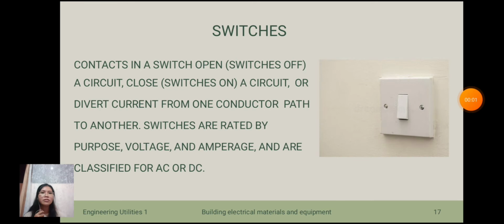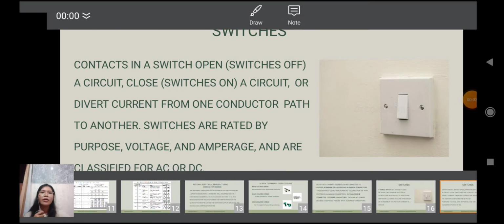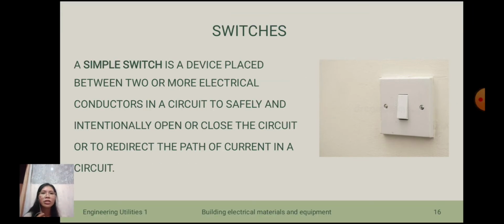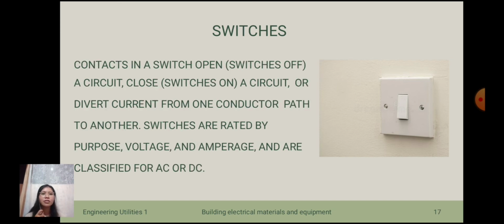So switches, we have simple switch. A simple switch is a device placed between two or more electrical conductors in a circuit to safely and intentionally open or close the circuit, or to redirect the path of current in a circuit. And contacts in a switch open a circuit, close a circuit, or divert current from one conductor path to another. Switches are rated by purpose, voltage, and amperage, and are classified for alternating current or direct current.